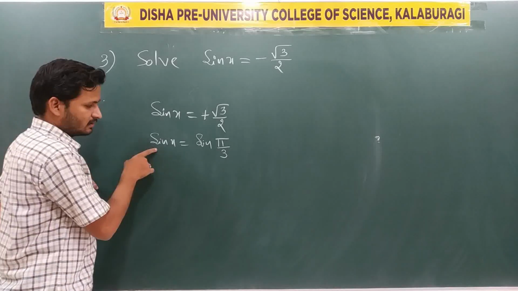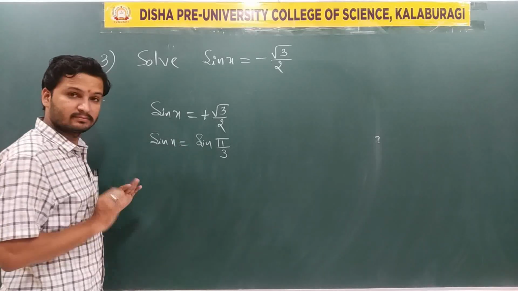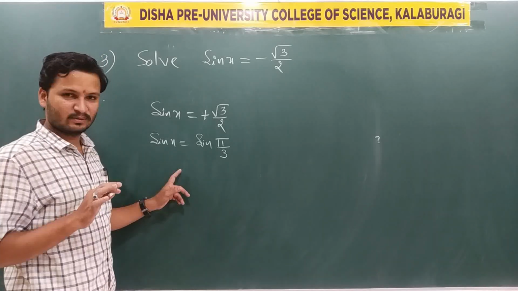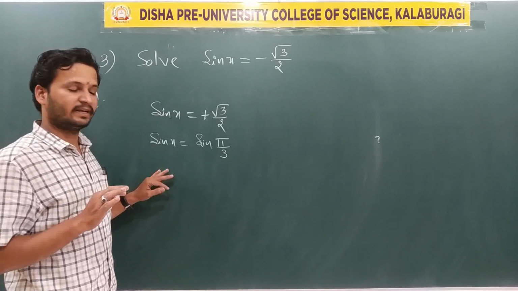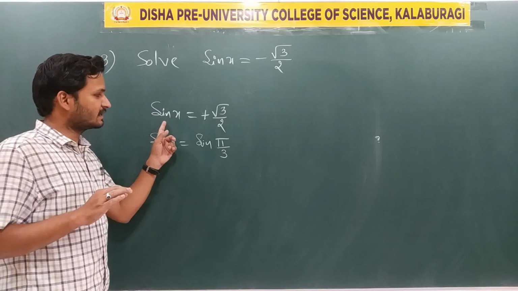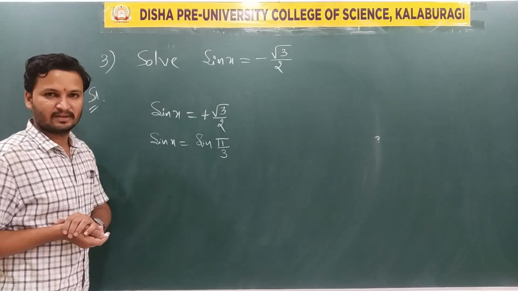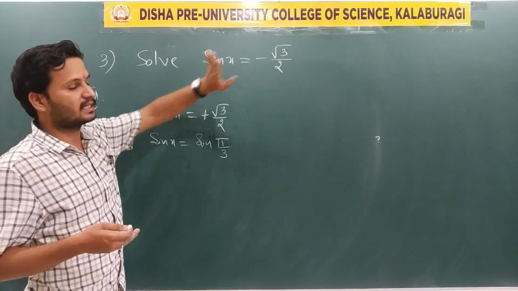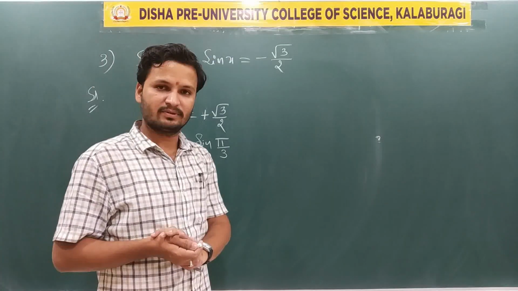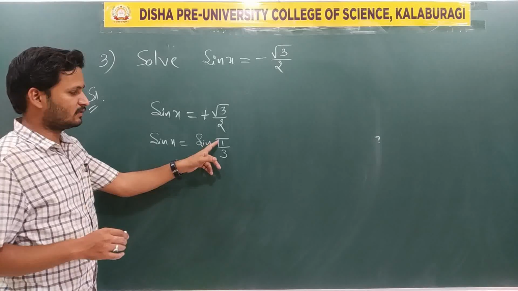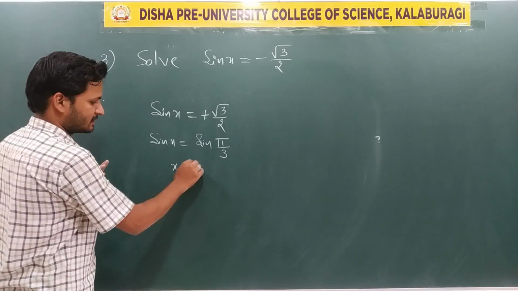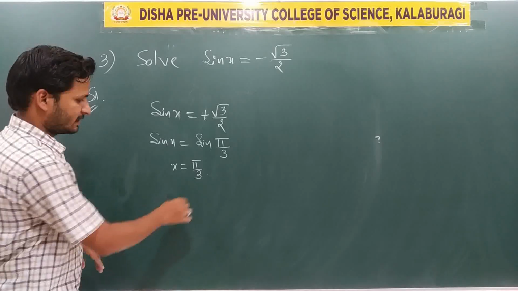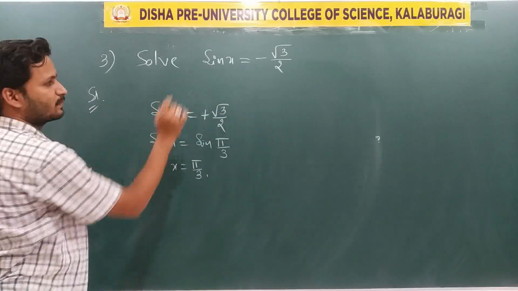Now see, sin x equals sin y. Don't use it here. If you use the sin x equals sin y result here, that means you are finding the general solution for sin x equals plus root 3 by 2. But here our aim is to find the general solution of sin x equals minus root 3 by 2. So here just take x equals pi by 3. Okay, then next, come to this point.